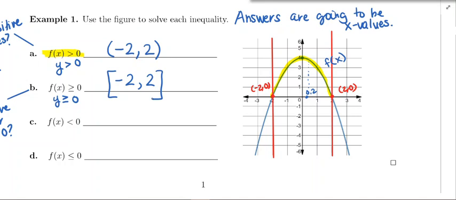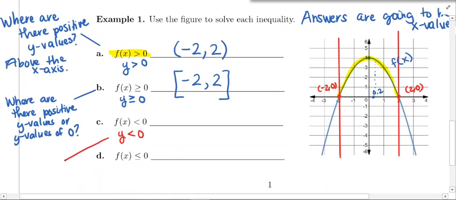It's asking where is f of x less than 0. Again, if you translate, f of x is y. Where are the y values less than 0? So I'll write that down here. This is asking where are there negative y values?